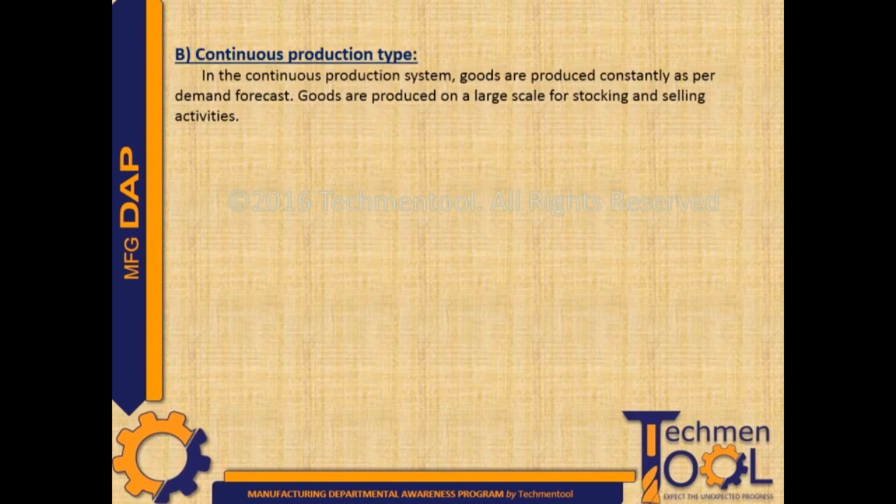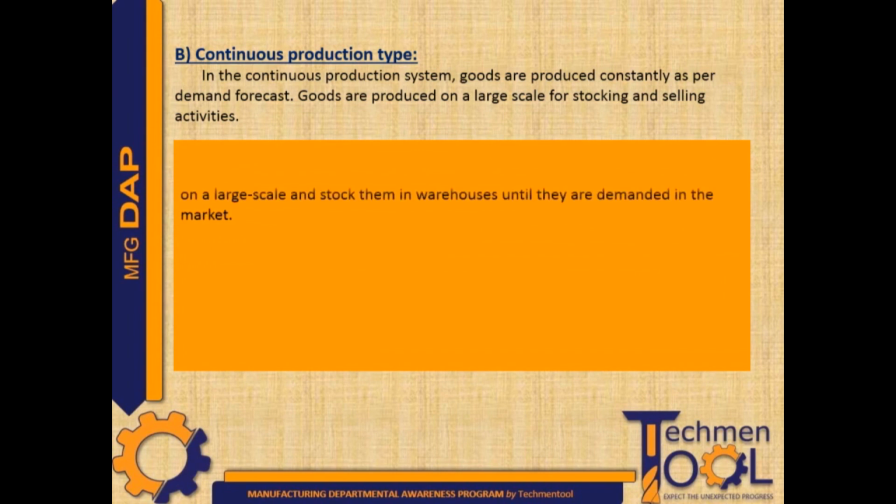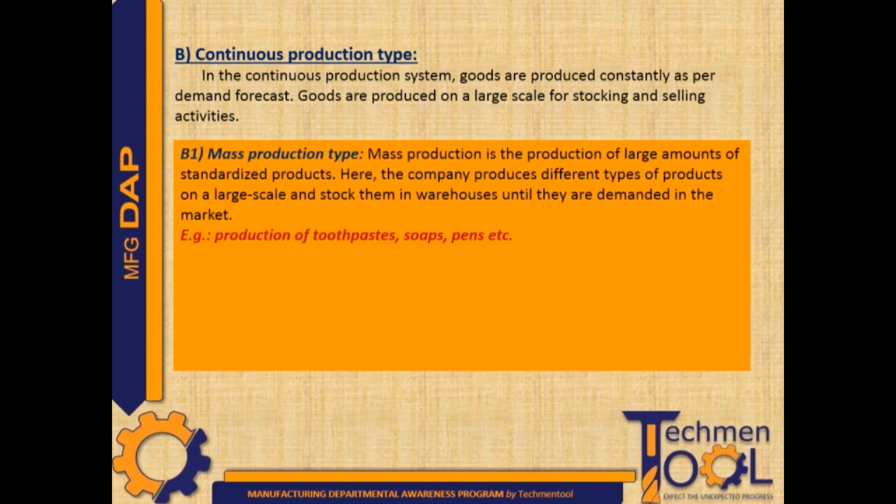Now, in the continuous production system, goods are produced constantly as per demand forecast. Goods are produced on a large scale for stocking and selling activities. There are two categories: mass type and process type.